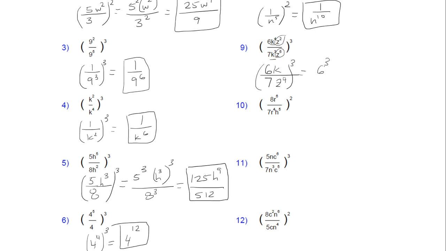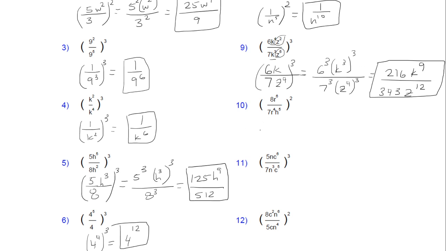So it'll be 6 cubed times k cubed cubed over 7 cubed times z to the 4th cubed. 6 cubed is 216. K cubed cubed is k to the 9th. 7 cubed is 343. Z to the 4th cubed is z to the 12th. And that's our final answer.